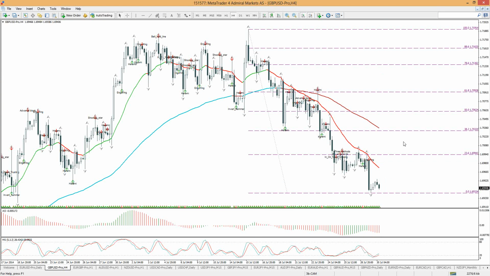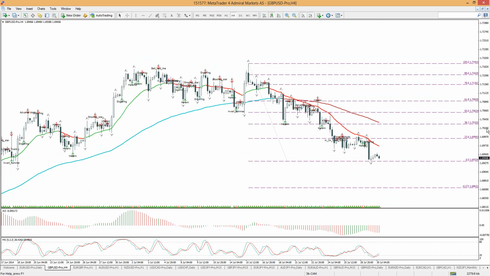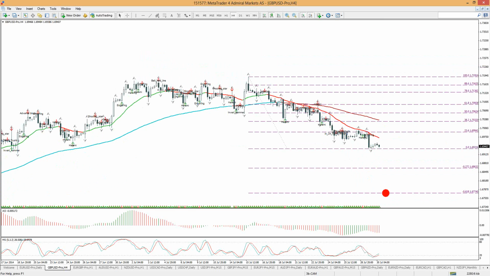If we bounce here, we could easily see a retracement, probably up to one of these fibs, or maybe even here. If we do break below, we obviously have a good space to fall down to this target. So that's what the dollar strength or weakness would translate, I think, onto the pound dollar.